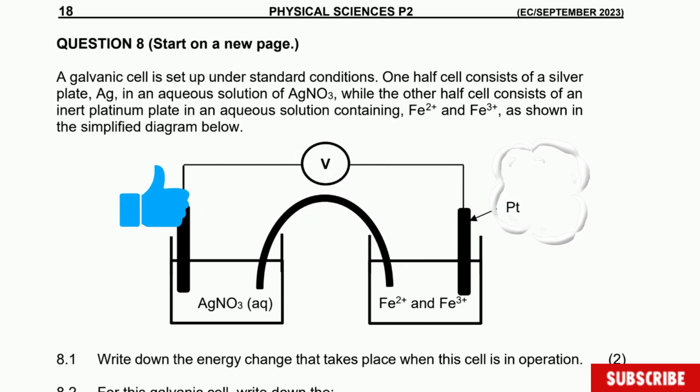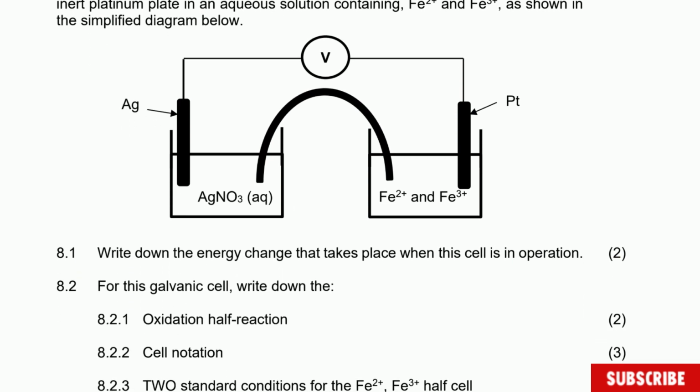The question says a galvanic cell is set up under standard conditions. One half cell consists of a silver plate in an aqueous solution of silver nitrate, while the other half cell consists of an inert platinum plate in an aqueous solution containing Fe2+ and Fe3+ ions, as shown in the simplified diagram below. So question 8.1: write down the energy change that takes place when the cell is in operation.